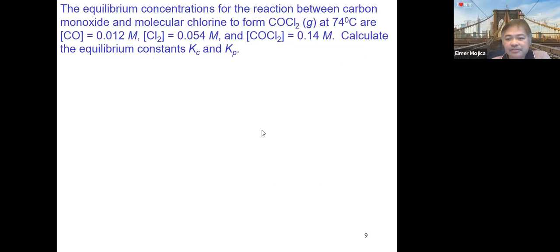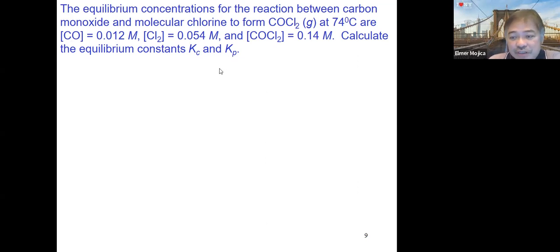Now, let's go on to some problem solving here. The equilibrium concentrations for the reaction between carbon monoxide and molecular chlorine to form COCl2 at 74 degrees Celsius are the following: 0.012, 0.054, and 0.014. Now calculate the equilibrium constant Kc and Kp. So which do you think we can calculate right away here? The Kp or the Kc? We're going to use the Kc because the concentration is the one that is given.